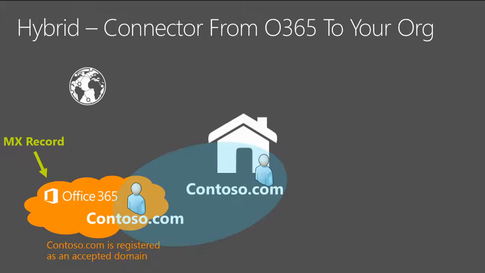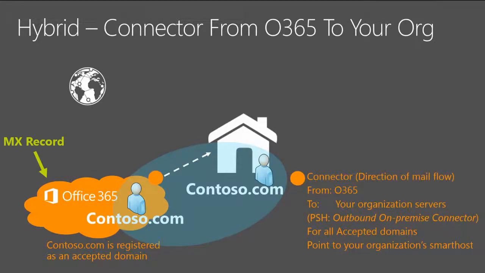So let's see what we do here. The first thing we do is create a connector from Office 365 to your organization servers. I've kept in braces the old name, which is what you will also see in PowerShell; we've not changed that. But we've given a specific direction to your connectors. So you create a connector from O365 to your organization for all accepted domains. You'll also create a receive connector on your on-premises server that's accepting mail from our IPs.